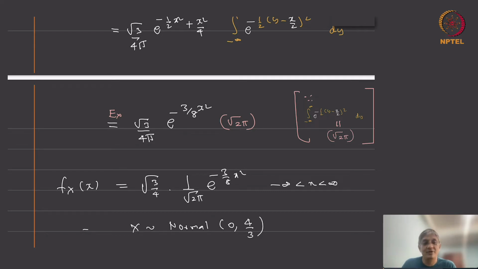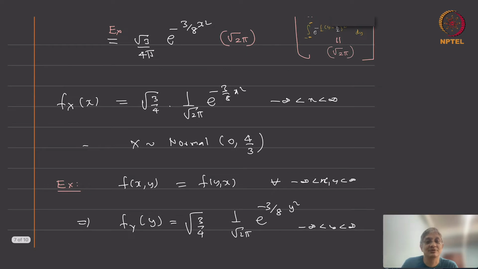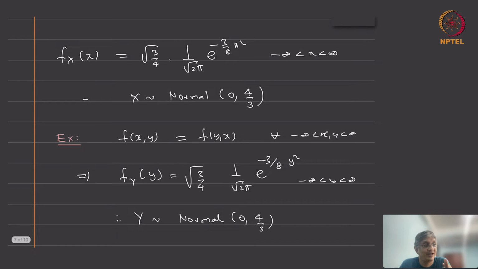Then we noticed that f(x,y) was symmetric in x and y, so f(x,y) was f(y,x). So the density of y should be the same, because integrating with respect to x is the same as integrating with respect to y. So y also turned out to be normal with mean 0 and variance 4 by 3.